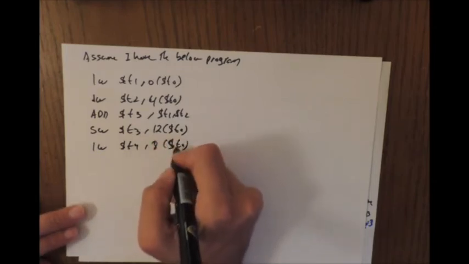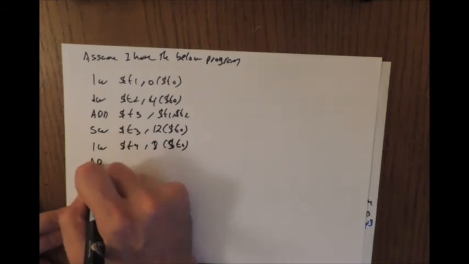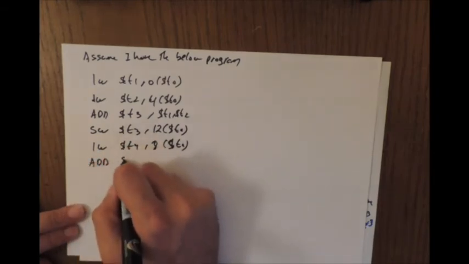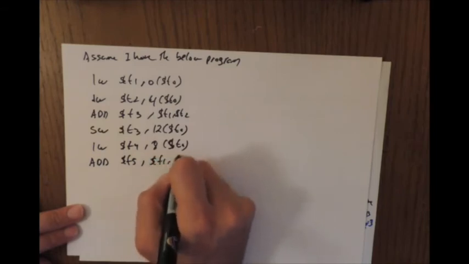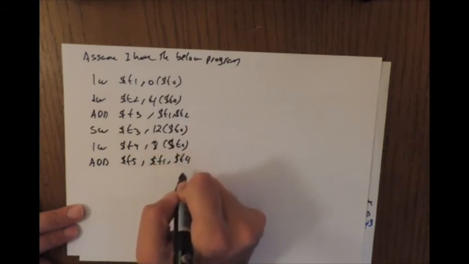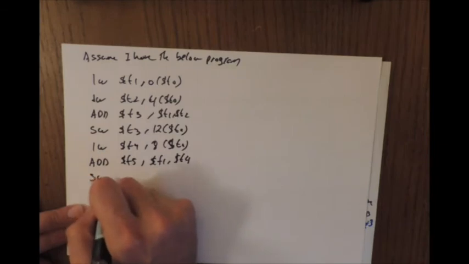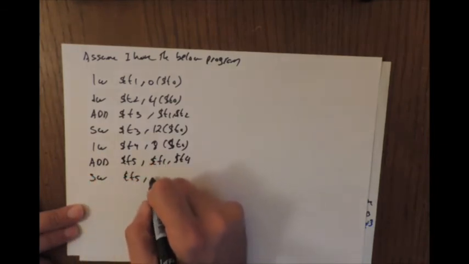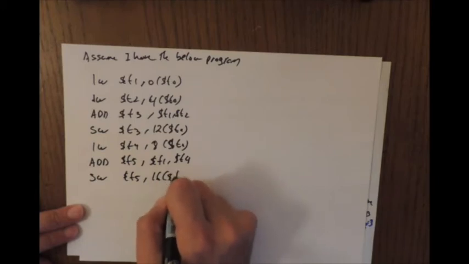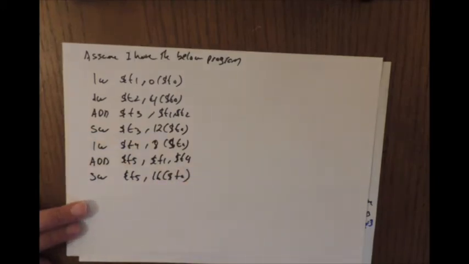.t0. Then I'm gonna say I have add .t5 .t1 .t4, and finally store .t5 16 .t0. So alright, I have this program. So now I need to detect where do I have data dependency.